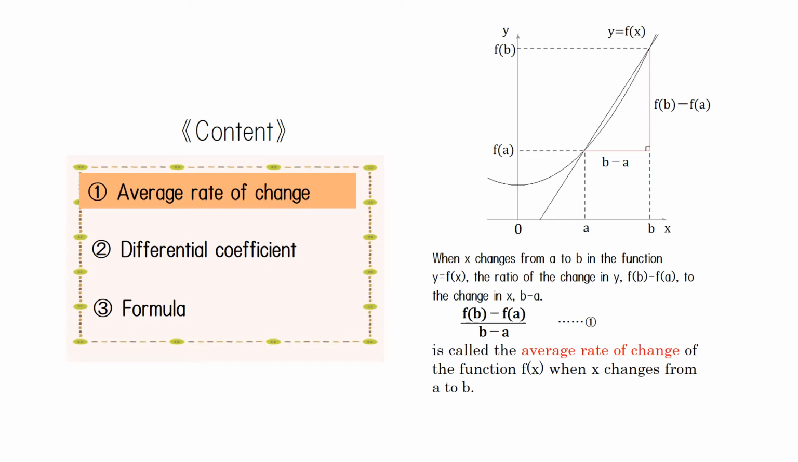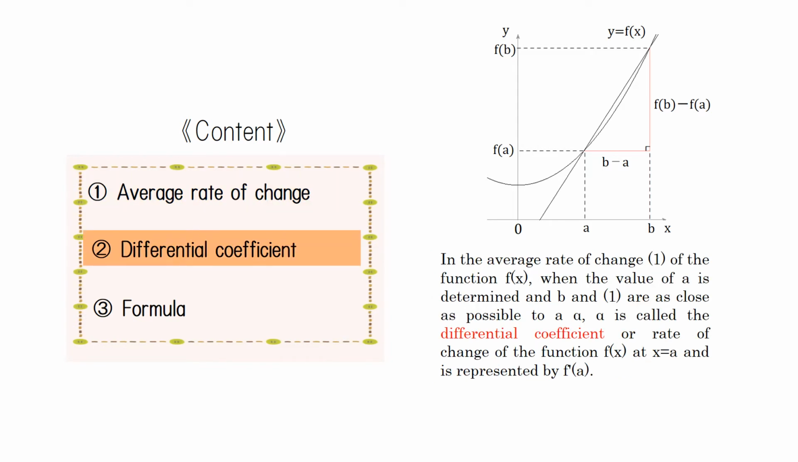ratio of the change in y, f of b minus f of a, to the change in x, b minus a, is f of b minus f of a over b minus a. This is called the average rate of change of the function f of x when x changes from a to b.